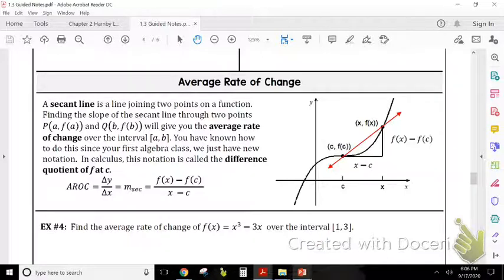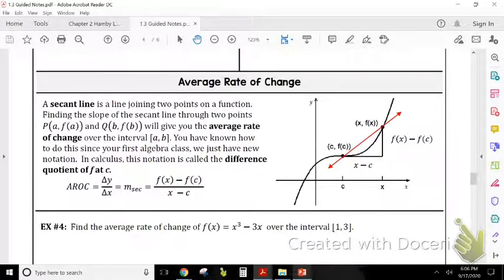It says a secant line is a line joining 2 points on a function. Finding the slope of the secant line through 2 points will give you the average rate of change over some interval a to b. You've known how to do this since your first algebra class. We just have new notation. In calculus, this notation is called the difference quotient of f at c. So we're just going to find the slope between the 2 points.